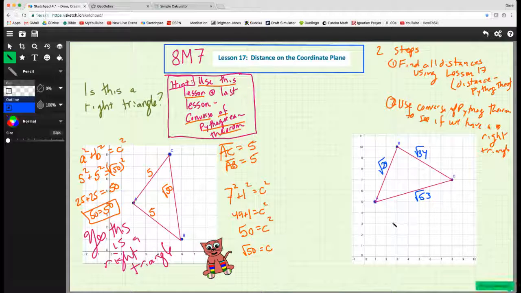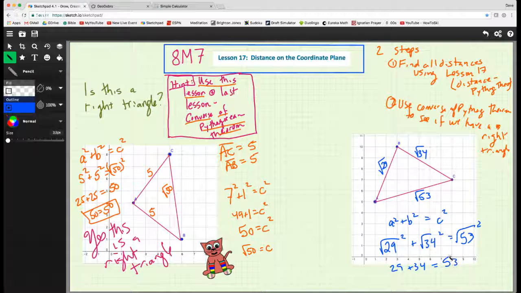So we have to look and see if a squared plus b squared equals c squared. If it does, it's a right triangle. If it doesn't, it is not. And we proved that last lesson. So this is going to be kind of easy to do. The square root of 29 squared is 29. The square root of 34 squared is 34. And the square root of 53 squared is 53. So it's 29 plus 34 equals 53.